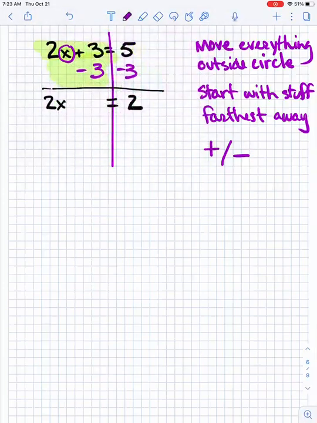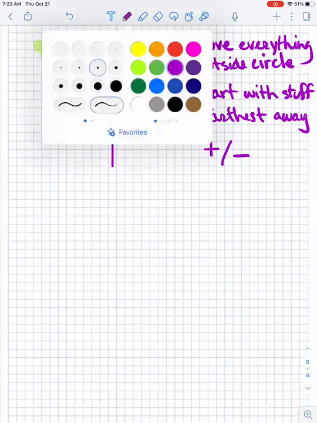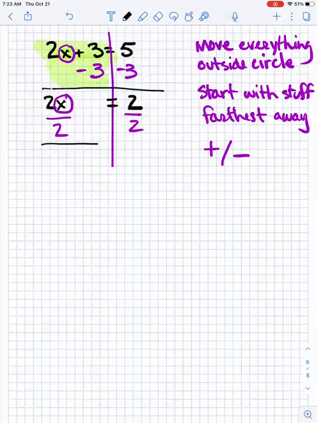So we already have our line. I circle the variable, and what I need to move is the 2. The 2 is connected to the x by multiplication, which means I'm going to do the opposite, which is divide by 2. Putting in the floor again. 2 over 2 is just 1, so this leaves me with 1x, and 2 divided by 2 again is 1. So what I have is x is equal to 1.